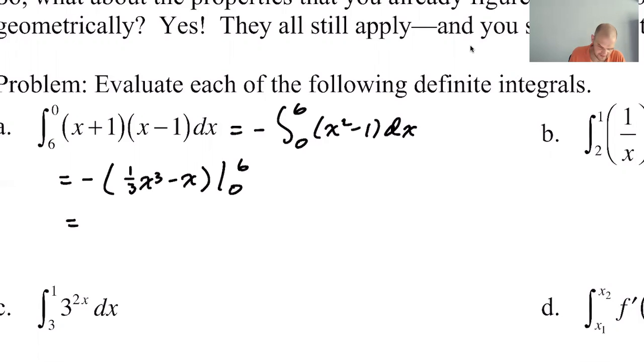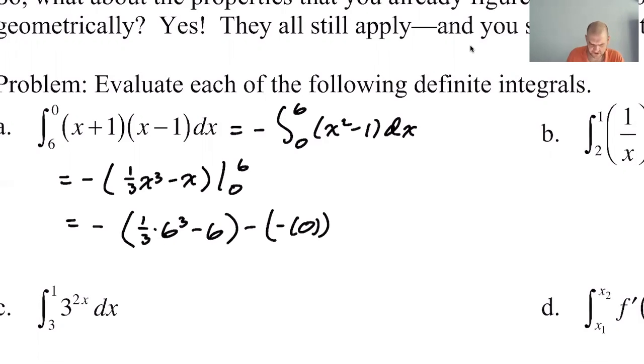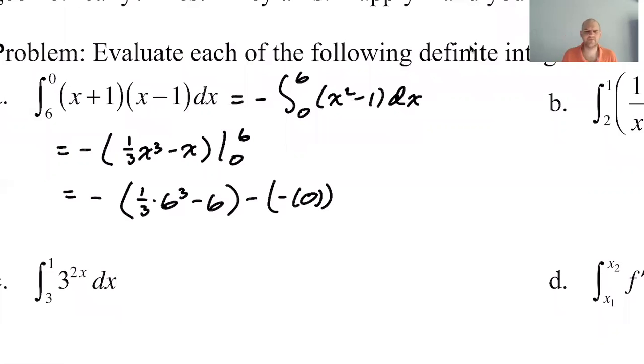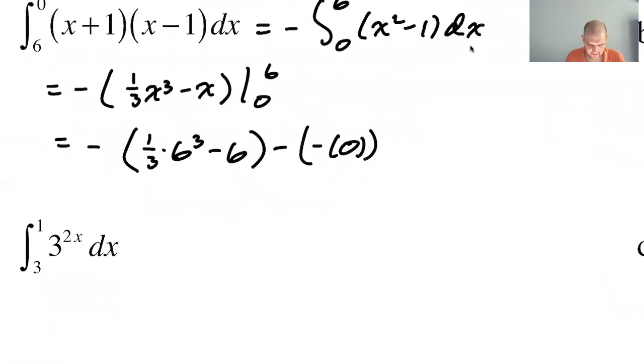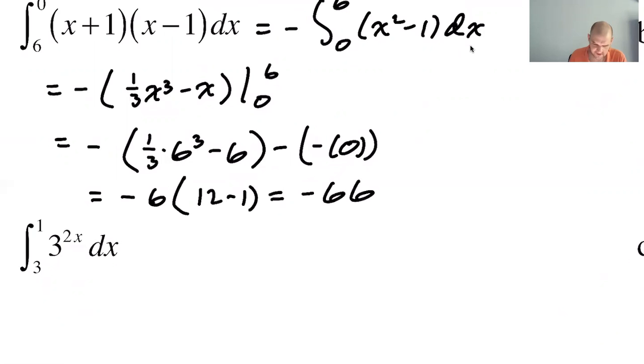So it's going to be negative quantity 1/3 of 6 cubed, that's annoying, minus 6, and then minus negative of 0, so like minus 0. So that's nothing. All right, if we had to do this, what would we do? I think I would factor a 6 out first. You don't really need to simplify this, but I would take a 6 out because you can. Then it's 1/3 of 6 squared. 1/3 of 36 is 12, minus 1 is 11, I think negative 66.